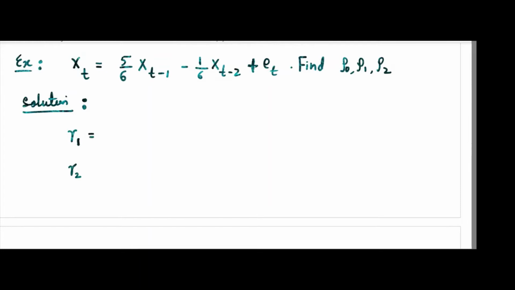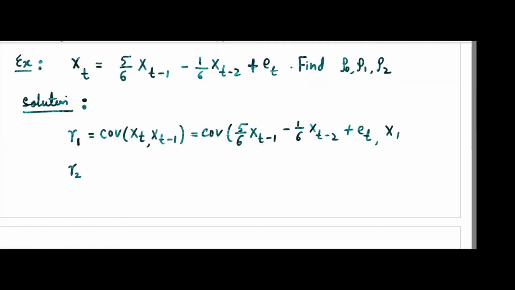If I write gamma 1, that is covariance of X_t, X_{t-1}. Remember, you have to follow a particular way. Even if you write X_{t+1}, that will be correct, but that will create a lot of problems once again. This is the standard way. All the time you have to do it this way. You need to write the values: whatever X_t is, 5/6 X_{t-1} minus 1/6 X_{t-2} plus e_t.